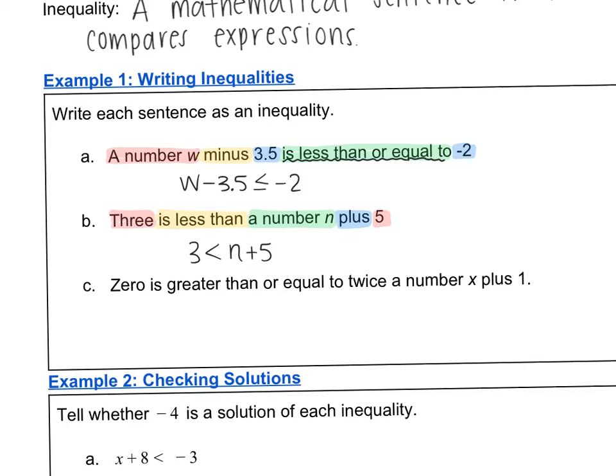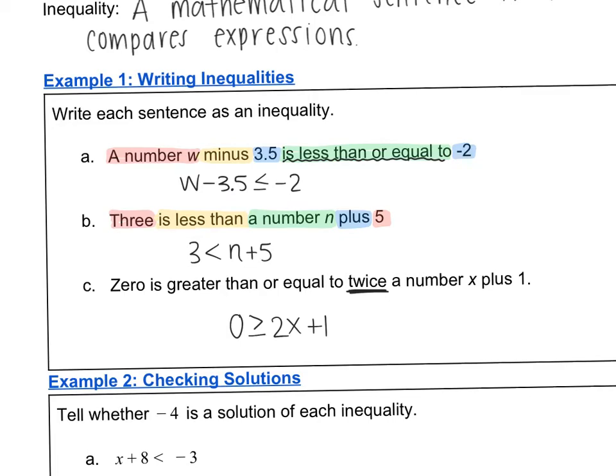Let's try the last one here. As I read it, I'm going to write what it says. 0. So I wrote a 0. Is greater than or equal to. Twice a number x. Think about what twice means. Twice means 2 times. So twice a number x means 2 times x, or 2x, plus 1. There's my inequality. So writing the inequality basically means taking the words and writing it out in symbols.